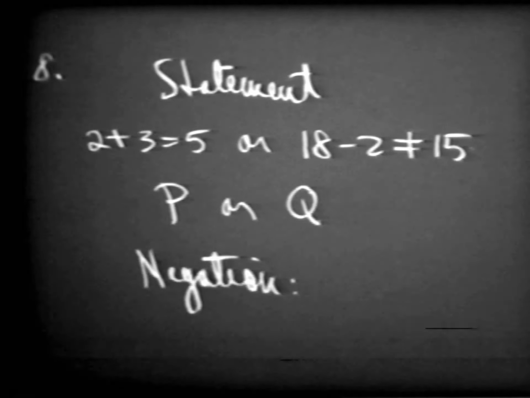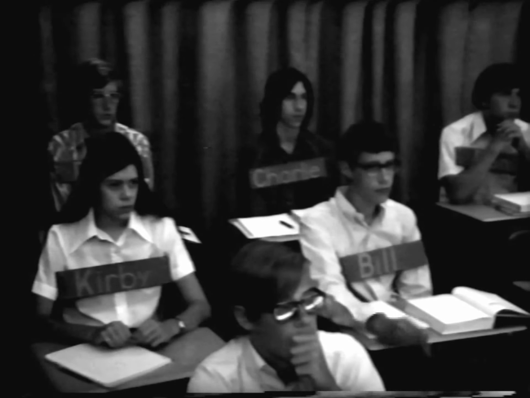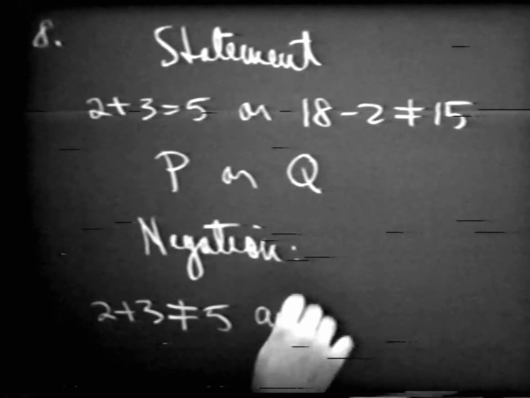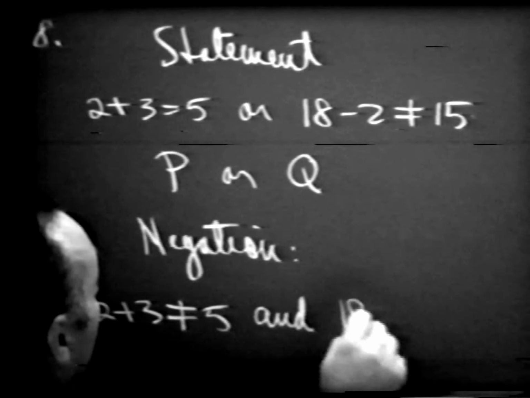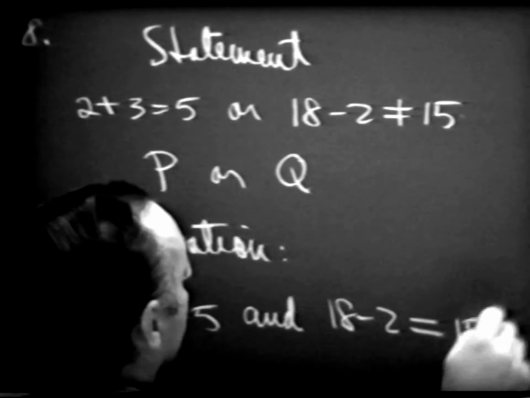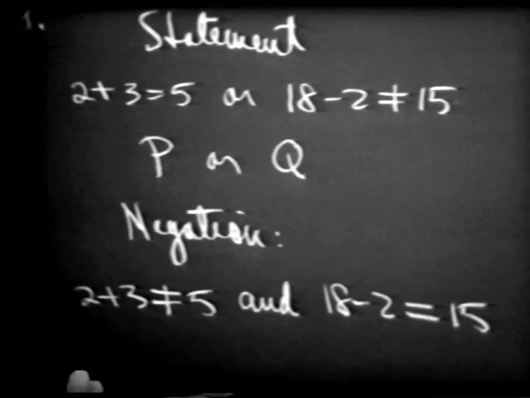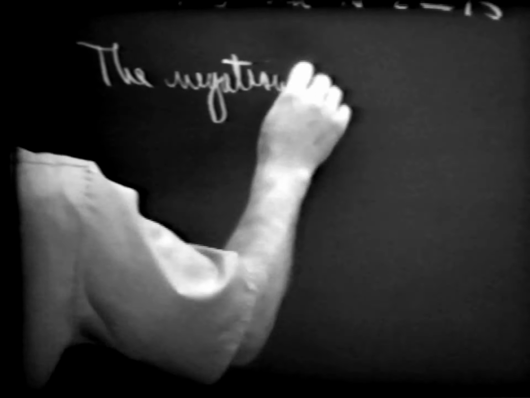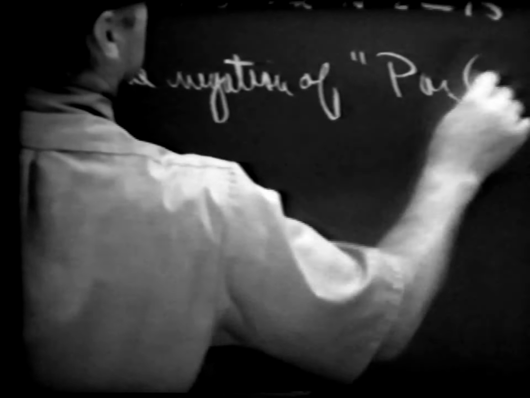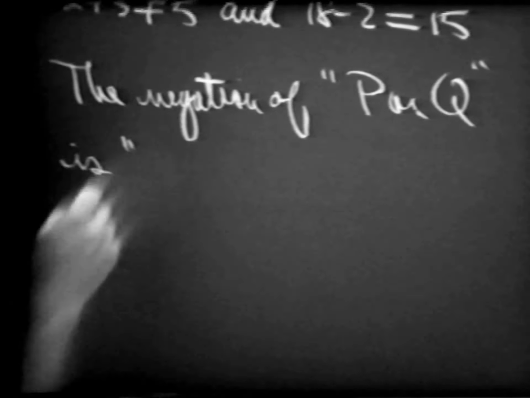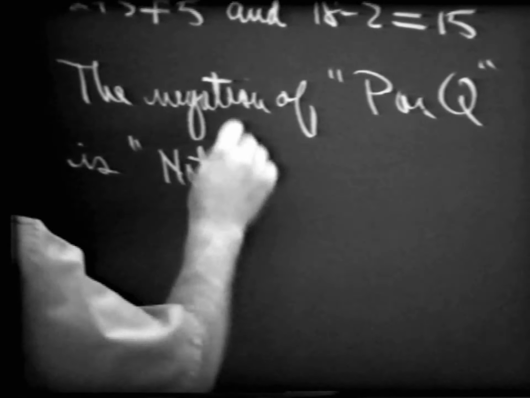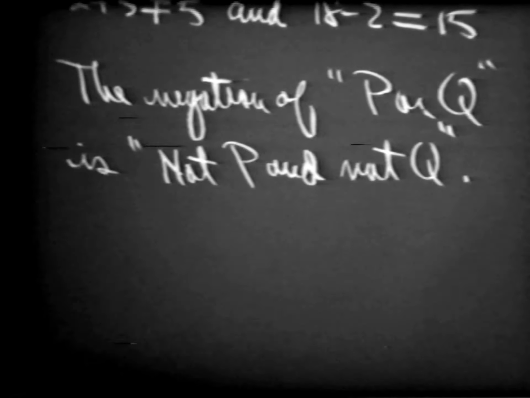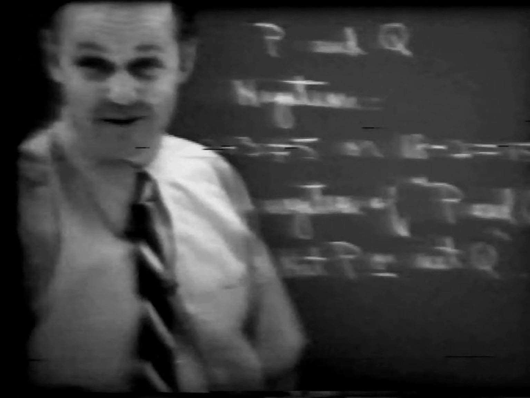And what can we say about that, Bill? Not P and not Q. Not P and not Q, which in this case is 2 plus 3 is not equal to 5. And now notice it changes to the use of the word and: 18 minus 2 is equal to 15 would be the negation. Is that right? So we can generalize that to say what? The negation of P or Q is, and what is that, Bill? Not P and not Q. Not P and not Q, okay? And I think that this would be the negation of this given statement.